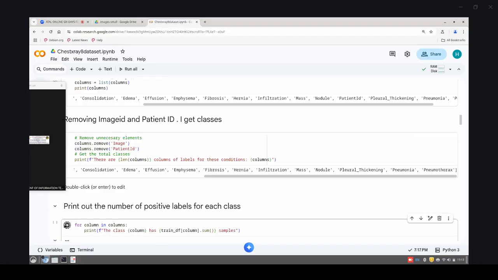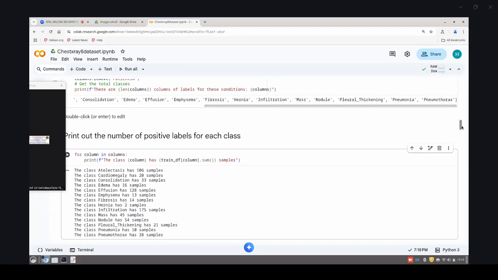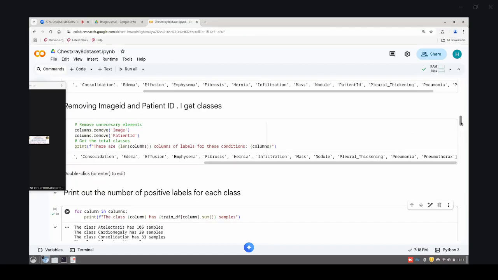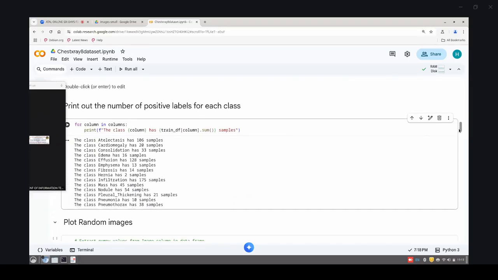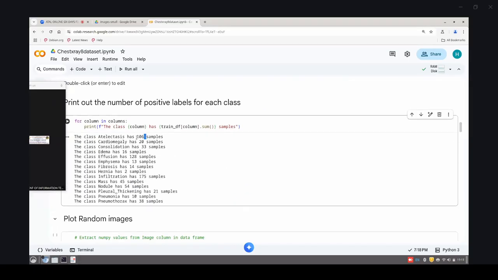So no findings is the label given for a normal chest X-ray. If you look at all the abnormal chest X-rays, then of the 1,000 chest X-rays, you can see that 106 are atelectasis, 20 are cardiomegaly, 33 are the disease manifestation consolidation, 16 is edema, and effusion is 128, emphysema is 13, fibrosis is 14. So you will not get an equal number of disease images most of the time. This is a common problem for any medical image problem, because we don't have an equal number of patients for all the diseases.